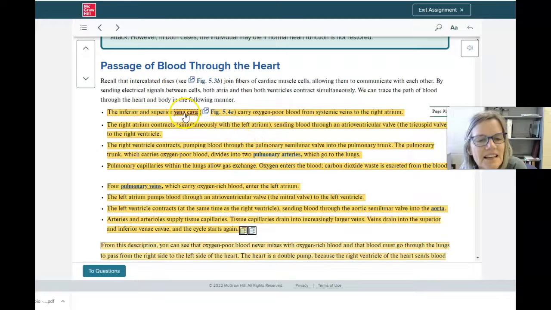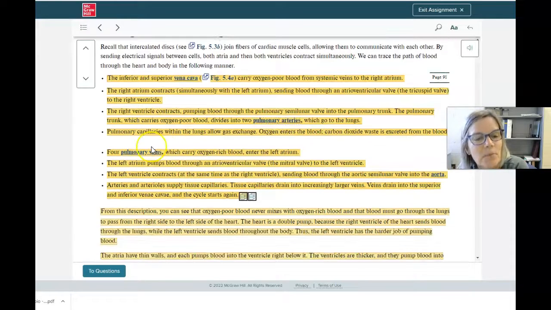It talks about the vena cava, the largest vein in the body. Also the pulmonary arteries that are the only arteries that carry deoxygenated blood. So the pulmonary arteries are going to carry deoxygenated blood from the heart to the lungs. The pulmonary veins are the only veins in adults that carry oxygenated blood. They're going to carry the blood from the lungs to the heart. So they're going towards the heart, but they're carrying oxygenated blood.